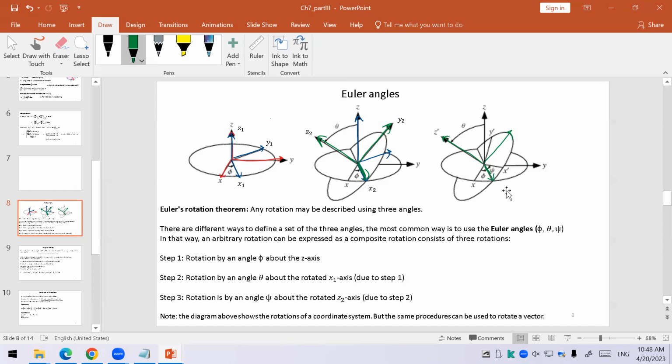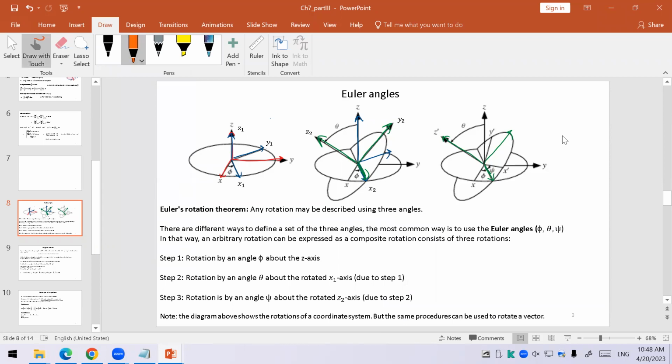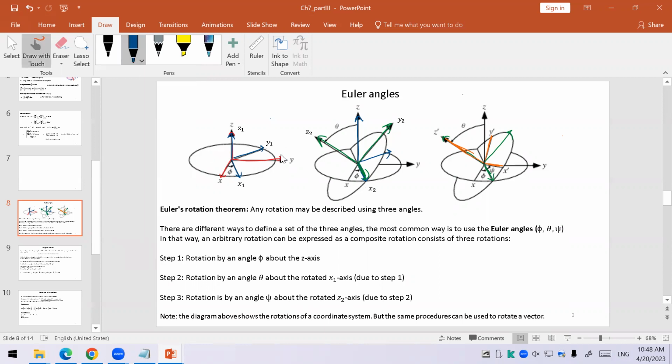And then do the third rotation. Okay, so this time it's about this Z2 axis. Then I'll get to this orange coordinate system. Like this. Right. Rotation angle this time is this side. Right, so just try to follow the steps carefully.